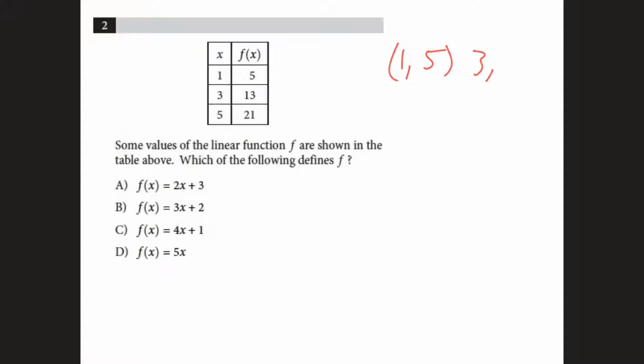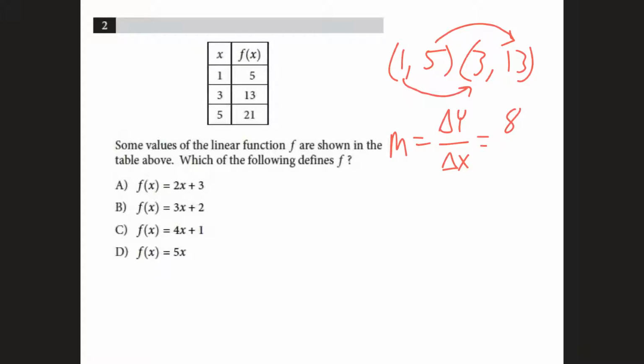and 3, 13. Okay. So remember that slope is the change in y over the change in x. Well, in this case, the change in y from 5 to 13 is 8, and the change in x from 1 to 3 is 2, so the slope is 4. Now, if the slope is 4, we can go ahead and start eliminating answers. A has a slope of 2, B has a slope of 3, and D has a slope of 5, so C can be our only solution.